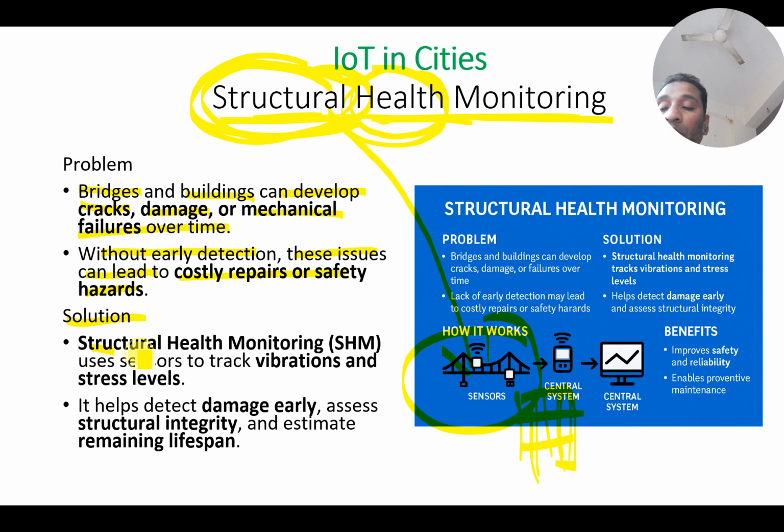Solution: structural health monitoring uses sensors to track the vibrations and the stress levels. So we will check the vibrations. You can see some sensors on the bridge. When the big lorries or buses move, they check the vibration level of the bridge. If that vibration level is beyond some cutoff, we can tell that the bridge has some problem, right? So this helps detect damage early.